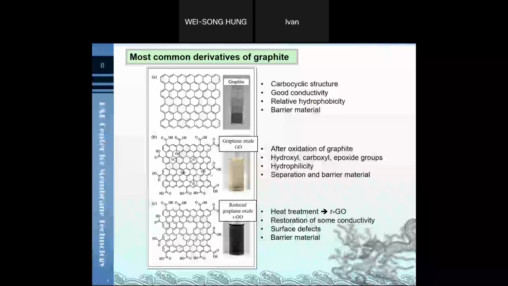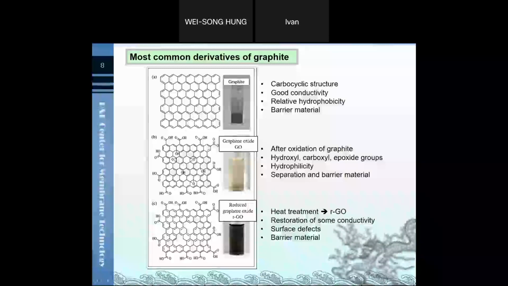The graphene oxide, okay, so researchers considered how to disperse the graphene in water or in organic solvent. So the chemistry researchers considered, okay, we make oxidation functional groups on the graphene sheet. So we can see many oxidation functional groups, for example, like hydroxyl, carboxyl, and epoxide groups. Those groups improve the hydrophilicity, so graphene oxide can disperse in water easily, but it's not conductive.